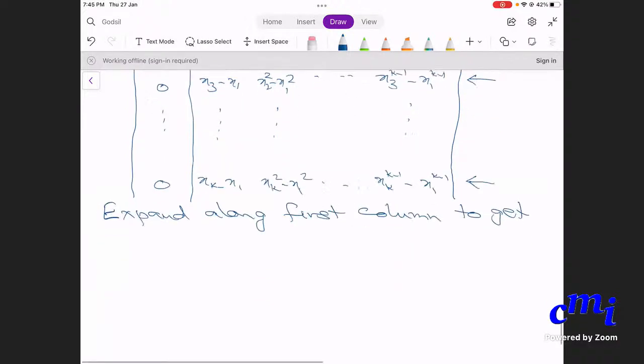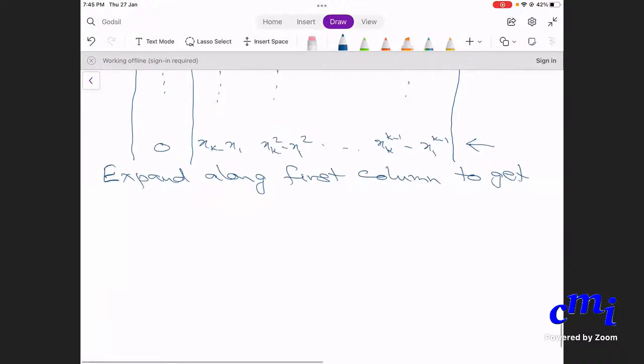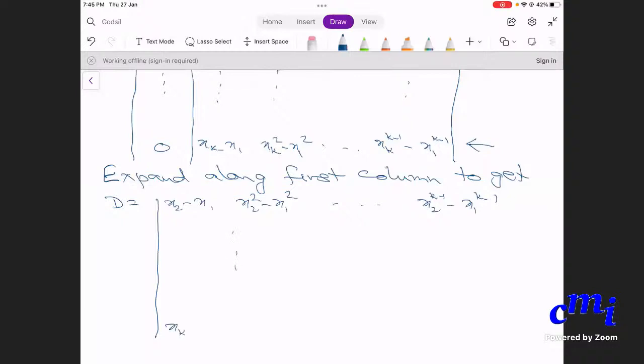To get D equals the determinant of the matrix with rows: x2 minus x1, x2 squared minus x1 squared, up to x2 to the k minus 1 minus x1 to the k minus 1, and so on and so forth, down to xk minus x1, xk squared minus x1 squared, up to xk to the k minus 1 minus x1 to the k minus 1.